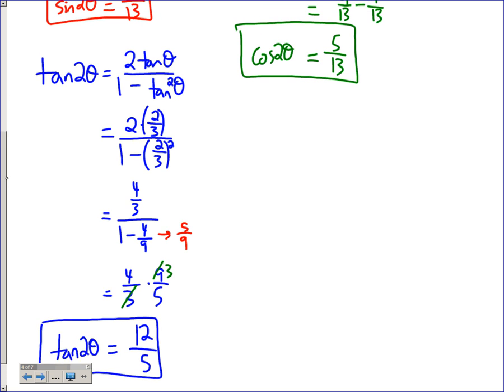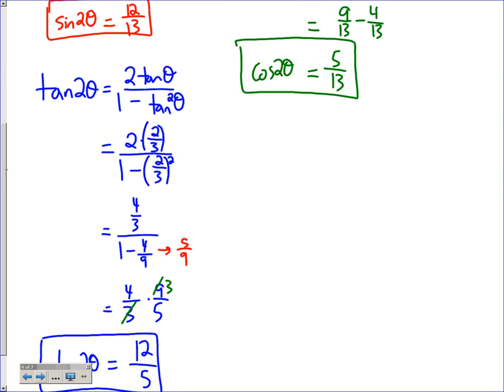So notice our three values. We've got sine, cosine, and tangent of 2 theta. Our values are 5, 12, and 13. So that's one of our Pythagorean triples. Once you find sine and cosine, you could just use the identity that tangent is equal to sine over cosine, and then simplify.